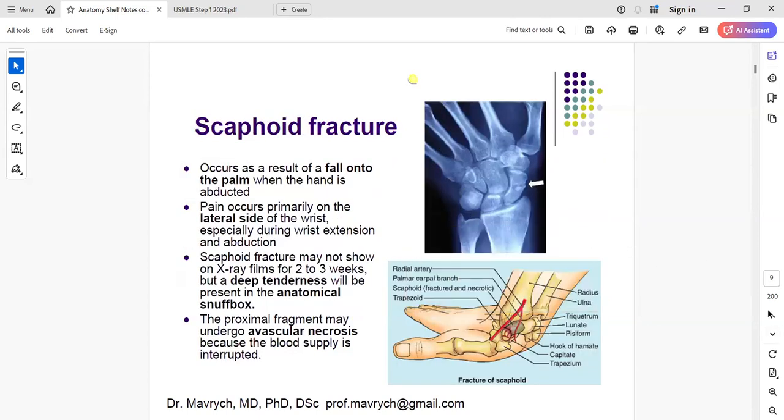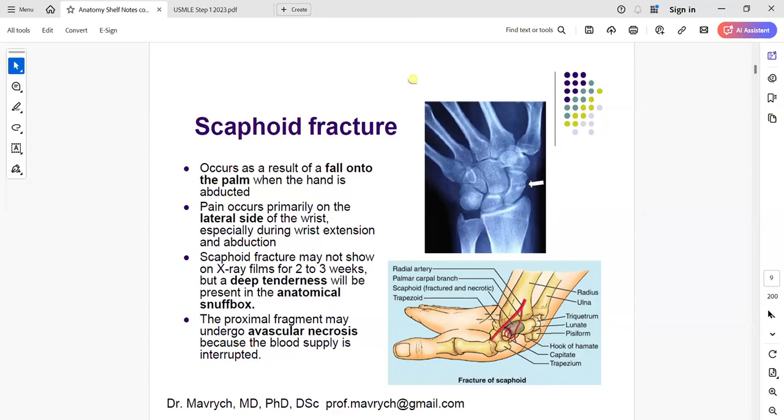Scaphoid fracture. Okay. So Colles fracture was when you have a fall, you have an outstretched hand to save yourself, and the impact is Colles fracture, which causes dinner-fork deformity. Now, in scaphoid fracture, you fall onto your palm, but your hand is abducted, right? So when your hand is abducted and you fall onto your palm, again, I want you guys to go into that bubble and brainstorm what would happen.